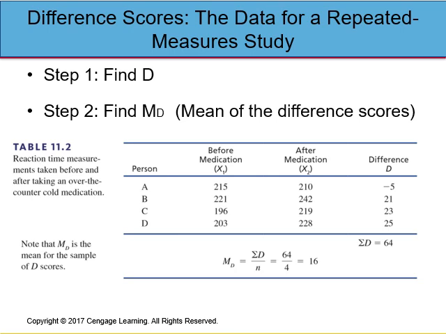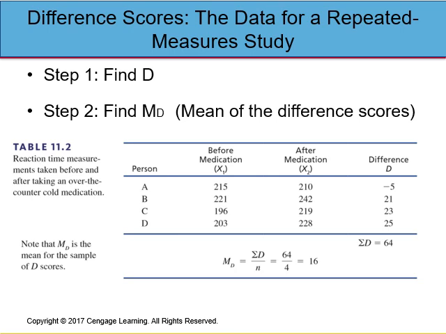So these are reaction time measurements, taken before and after taking an over-the-counter cold medicine. So person A, notice before medication is 215 and after is 210. Person B, C, and D also have scores. Notice most of the scores are higher on the after medication, so I would take the after minus before, and find the difference. After minus before, notice the first one is negative, but the rest are all pretty positive numbers in their 20s.